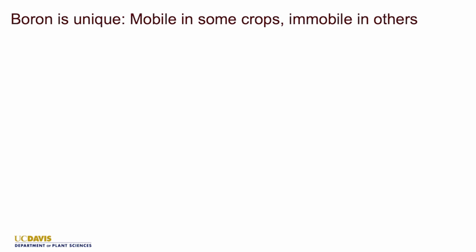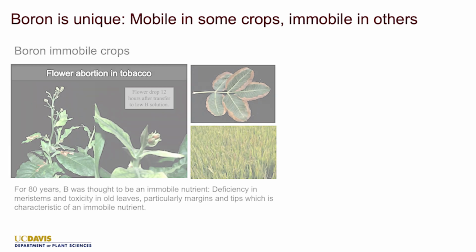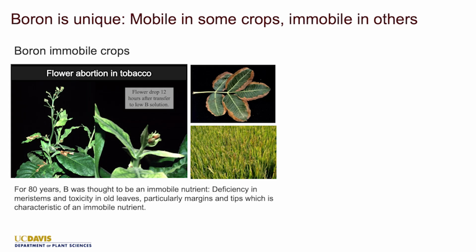In the case of boron, it is an immobile element in many, many species. And for 80 years, all the textbooks said boron is immobile. And it was concluded it was immobile because of those two effects I mentioned. If the meristems become deficient first, that is a sign of immobility. If toxicity occurs in old leaves, that is a sign of immobility.